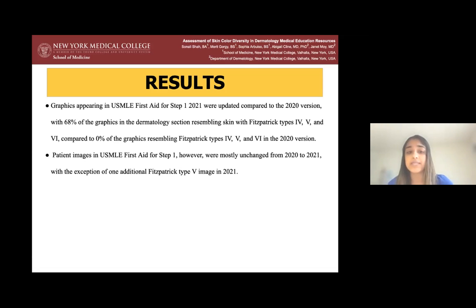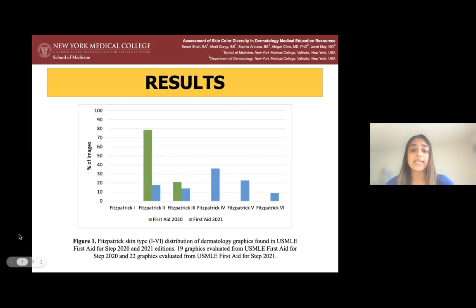While graphics were updated, patient images in the USMLE First Aid 2021 edition were mostly unchanged from the 2020 version, with the exception of one additional Fitzpatrick type 5 image in the new edition. Here is the distribution of the dermatology graphics we evaluated in USMLE First Aid for 2020 and 2021. As you can see, in the First Aid 2020 edition, almost all images were types 2 and 3, while in the 2021 version, the graphics were diversified to include more of the Fitzpatrick skin types.